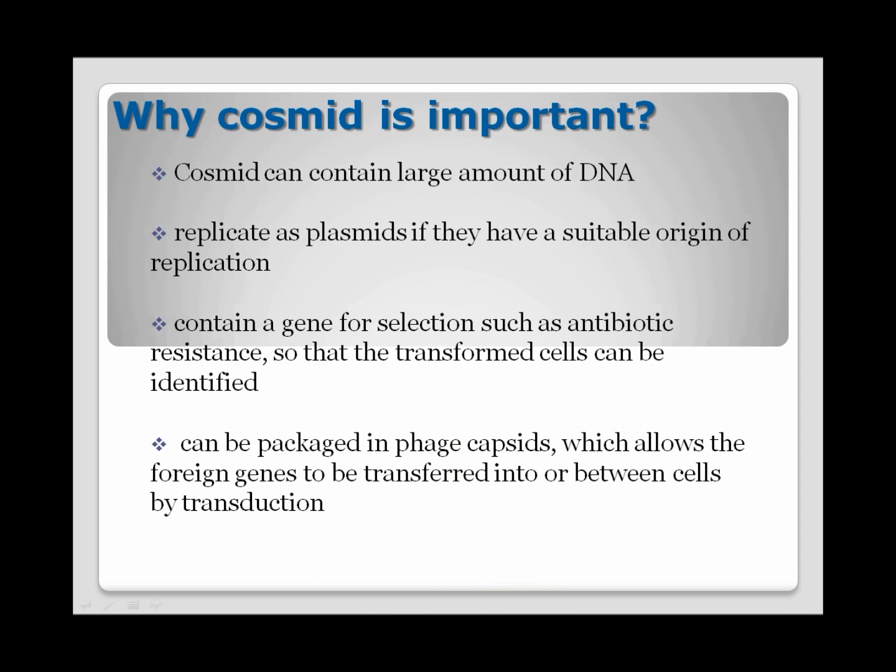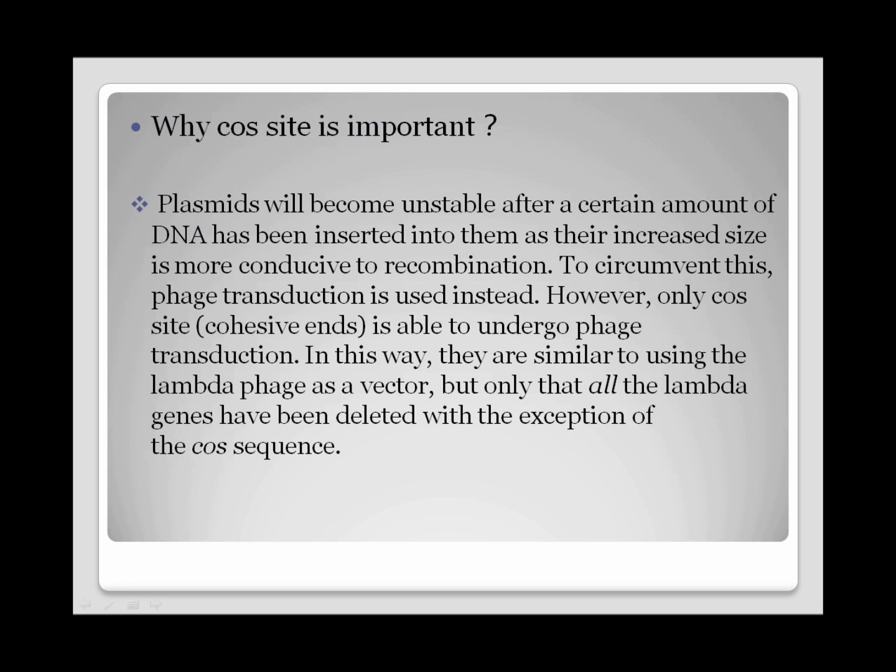Why is cosmid so important? Cosmid is important because it can contain large amount of DNA. It replicates as plasmids if they have a suitable origin of replication. It also contains a gene for selection such as antibiotic resistance so that the transformed cells can be identified. It can be packaged in phage capsids, which allow the foreign genes to be transferred into or between cells by transduction.